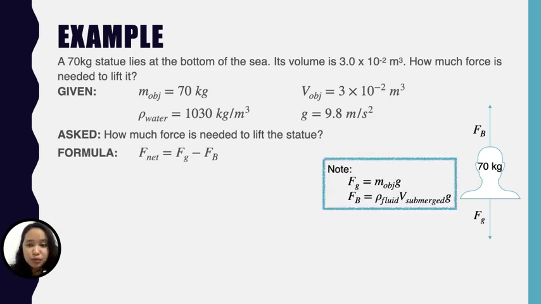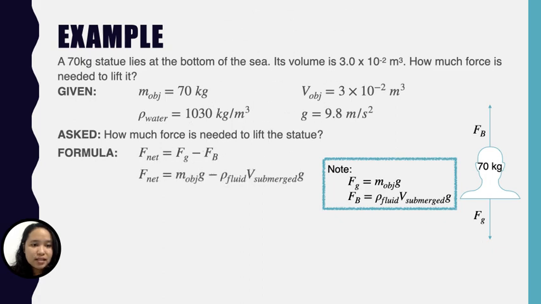Okay, so note. F_g, or your force of gravity, is just your mass times the gravity. Your mass of the object times the gravity. And your buoyant force given earlier is just your density of the fluid times the volume of the submerged object times g.